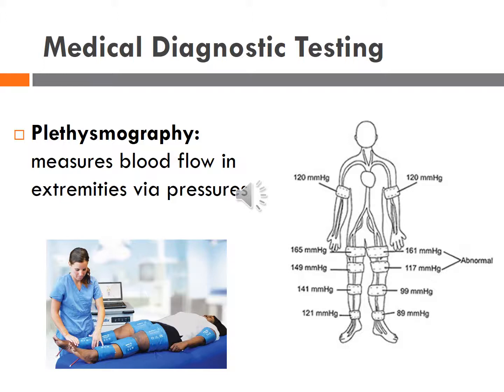Plethysmography is a fancy name for an ABI. It takes pressures along the arterial system at specific points in the arms and along the legs. It measures blood flow in extremities via pressures.